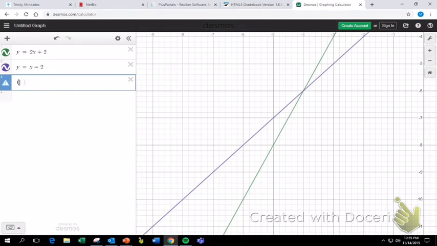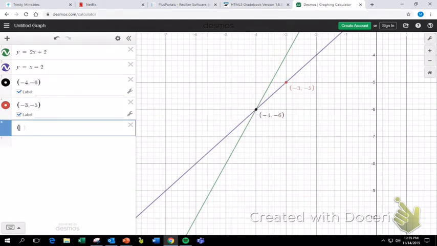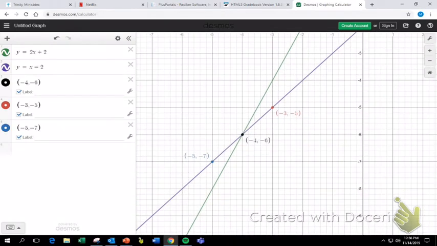What is that point of intersection? -4, -6. Good. Give me a point above on the purple line. We follow the purple line. What's the next exact point that we see? -3, -5. Go from the point of intersection, go down the purple line. What's the next exact point that you see? -5, -7. Good. Now let's go on the green line. Makai, if I start at the point of intersection and follow the green line, what's the next exact point that you see?